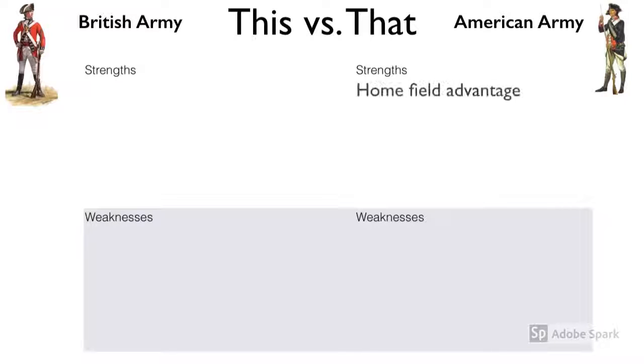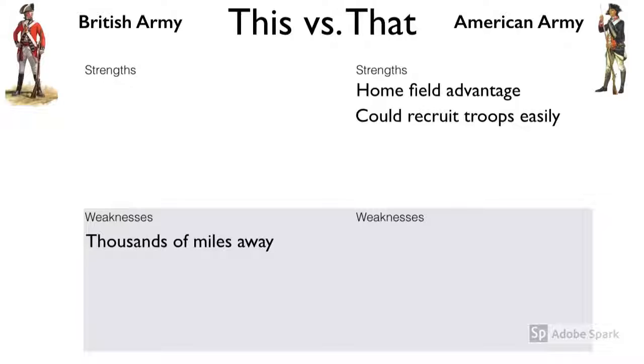First, there was home field advantage. The Americans knew where they were going and how to get there. Unlike the British, they knew where to get help. They could recruit new troops from across the countryside. The British, on the other hand, were thousands of miles away from home. They had to get troops mostly from Britain, as most Loyalists were not trained to fight in the King's army.